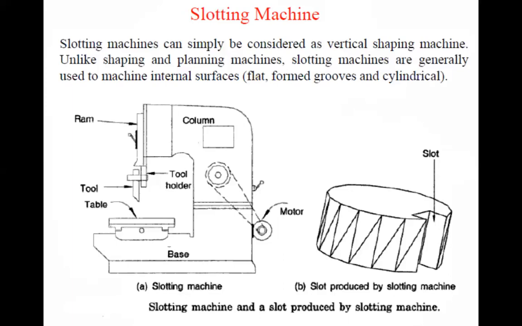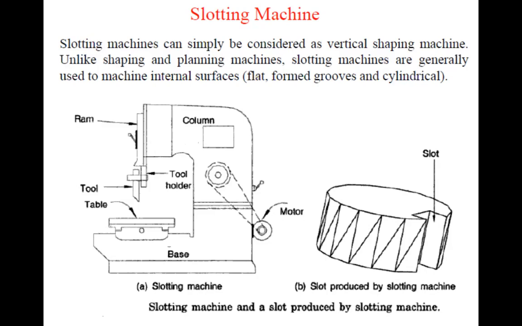Then coming to the slotting machine. Slotting machines are very simple machines, and the mechanism is the same as a shaper machine. We have seen different kinds of shaper machines: the horizontal shaper machine, the vertical shaper machine, and angular shaper machines, depending upon the motion.